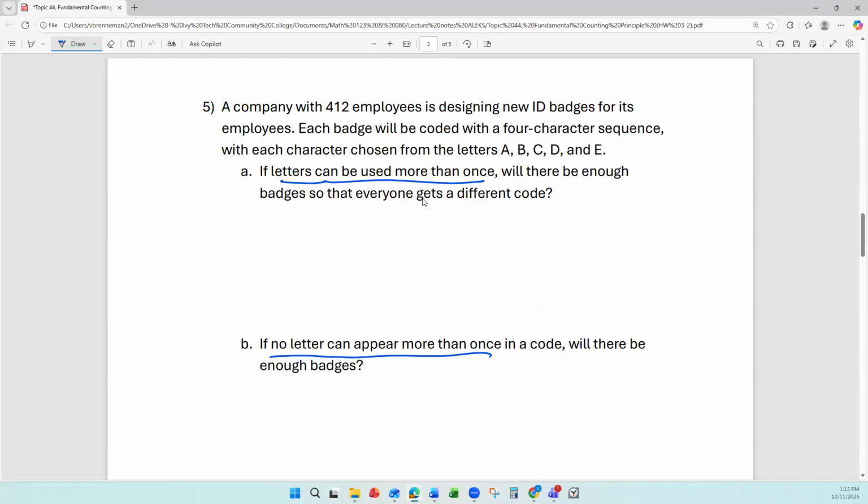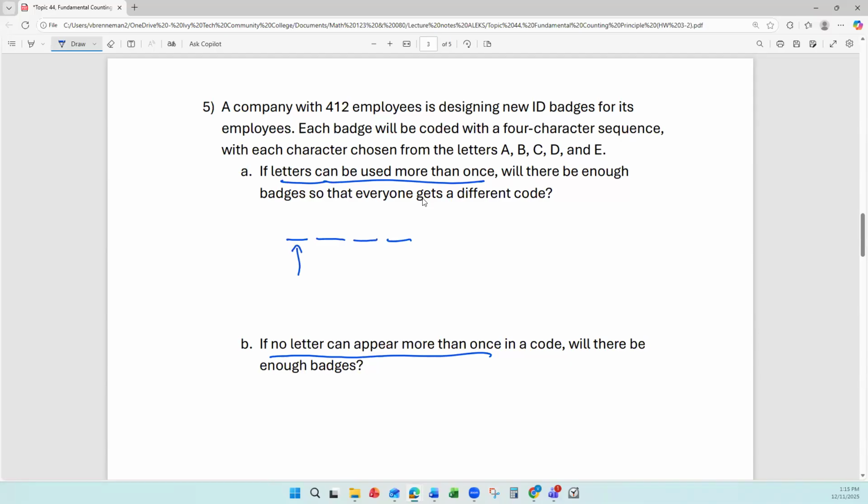So we're using 5 letters, A, B, C, D, and E. Doesn't matter which letters, just 5 letters. And we're making a 4-character sequence. So this is a 4-step essentially. So think of you're picking the first character, second character, third character, fourth character.